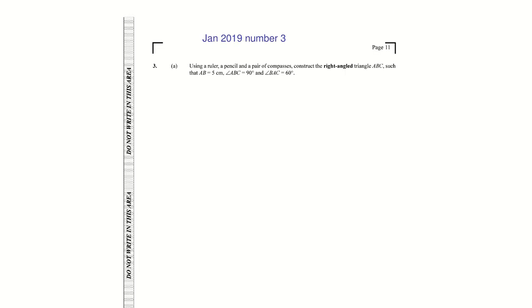Hi, good day everyone. So today we'll be doing January 2019, number 3, paper 2. Number 3 says: draw using a ruler, pencil and a pair of compasses. Construct a right angle triangle ABC such that AB is 5, angle ABC, that is angle B, is 90, and BAC, that is angle A, is 60.